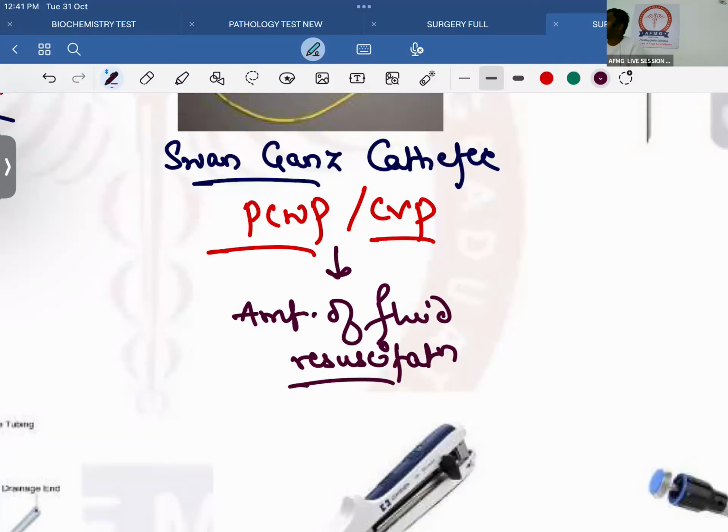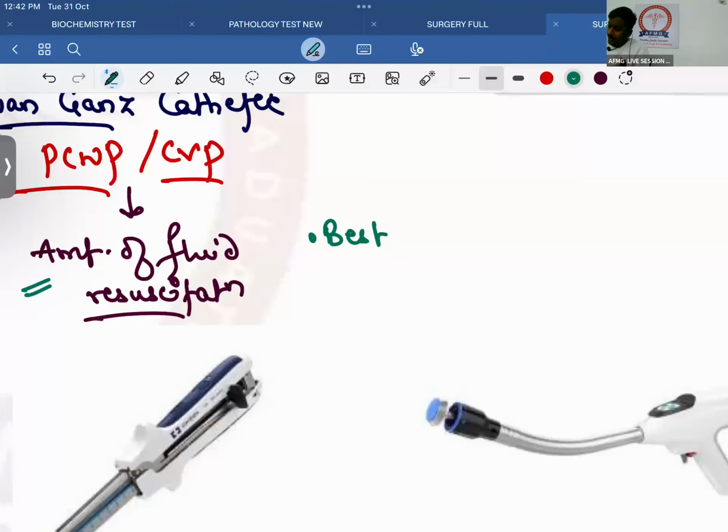Once you have started the fluid resuscitation, बेटा, एक बार शुरू कर दिया तुमने फ्लूइड रिससिटेशन, then definitely if they ask you now which is the best clinical indicator to determine if enough fluid is going or not. Very good. It is urine output.